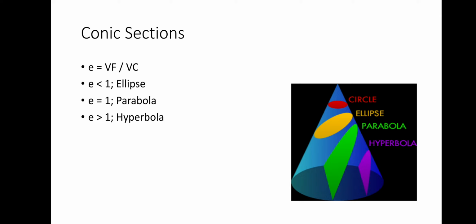So here in the picture we are seeing the circle, ellipse, parabola and hyperbola. Circle means eccentricity E is VF divided by VC. In case it is an ellipse, the eccentricity is less than 1. In case it is a parabola, E equals 1. In case it is a hyperbola, E is greater than 1.